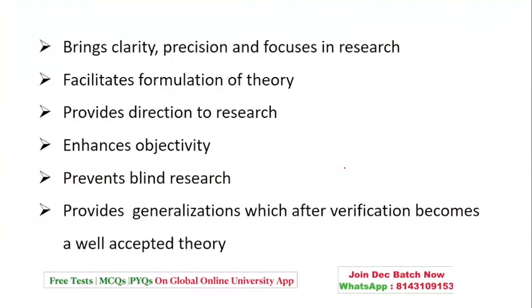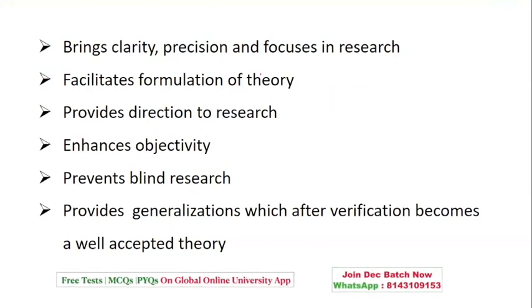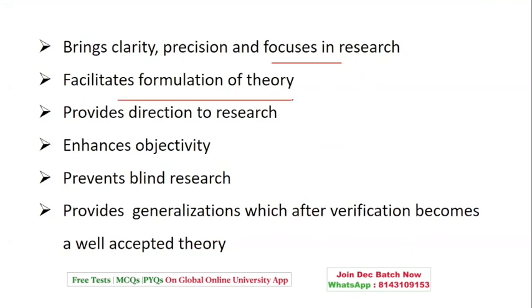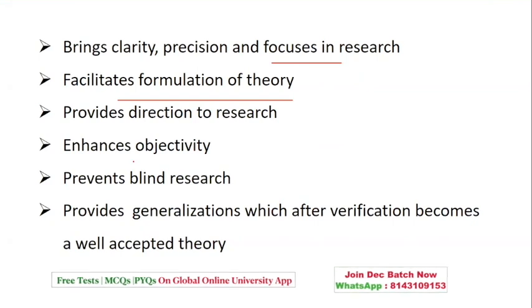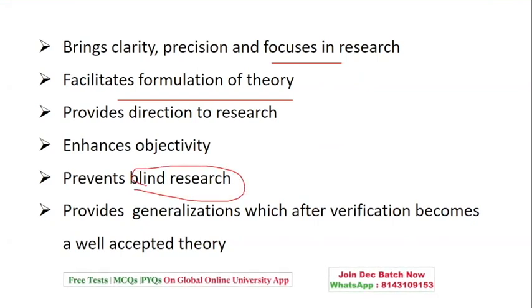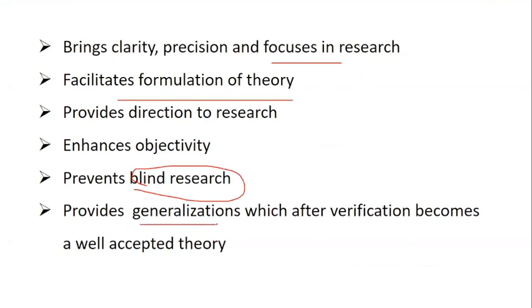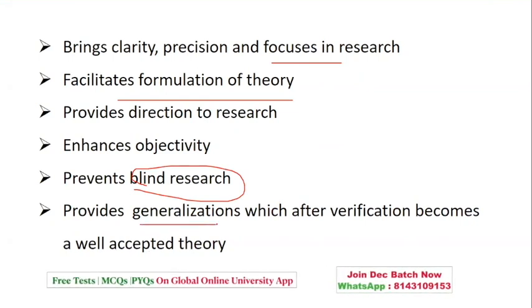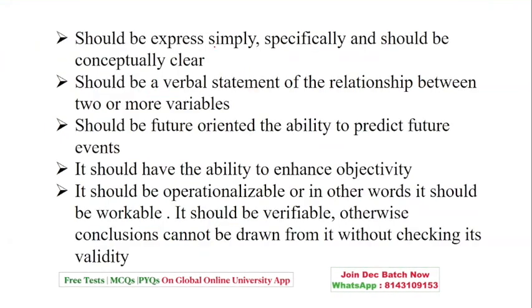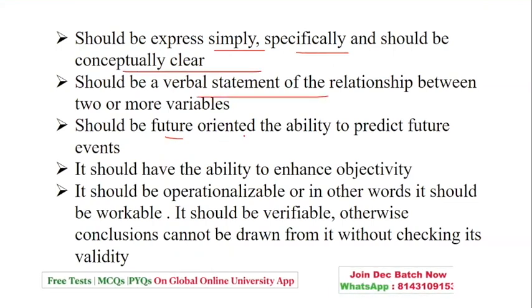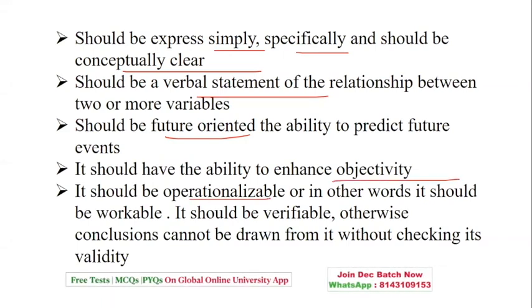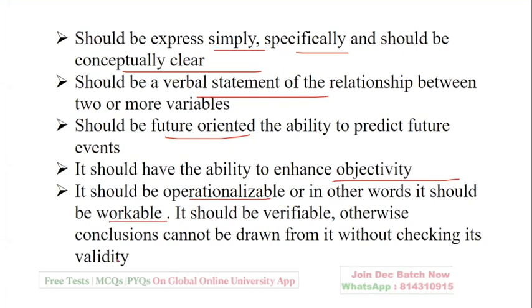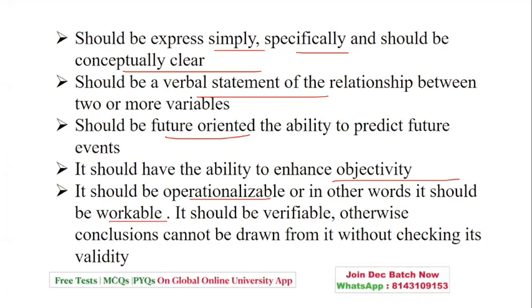So you have to be very careful. Your hypothesis should be clear, precise, and focused. It should facilitate formulation of a theory. It gives direction. It gives objectivity. It prevents any type of blind research, where you're not aware what you're doing. It provides generalization, in the form of statements, only after verification. So hypothesis should be simply expressed, specific, clear, a verbal statement, future oriented, objective, and operationalized. In other words, it should be workable, and definitely you should be able to draw conclusions out of it.